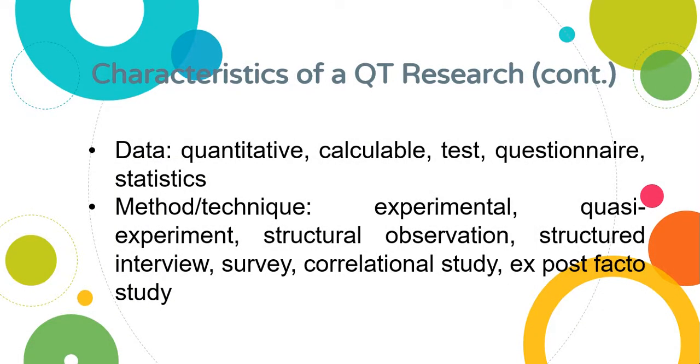And then the data, obviously when it's quantitative research, the data must be quantitative. There are so many tests, statistics, and it normally involves questioning. And there are several types of methods of research. It can be experimental research, quasi-experimental, structural, observation, and all these methods you will learn in the next topic, specifically for quantitative research.